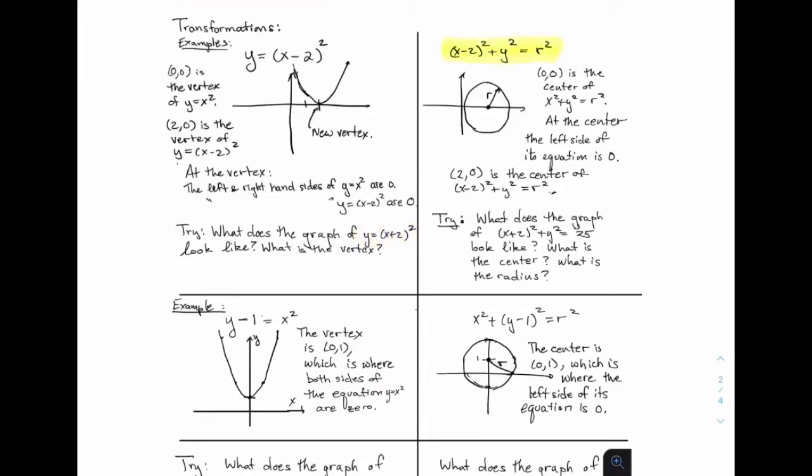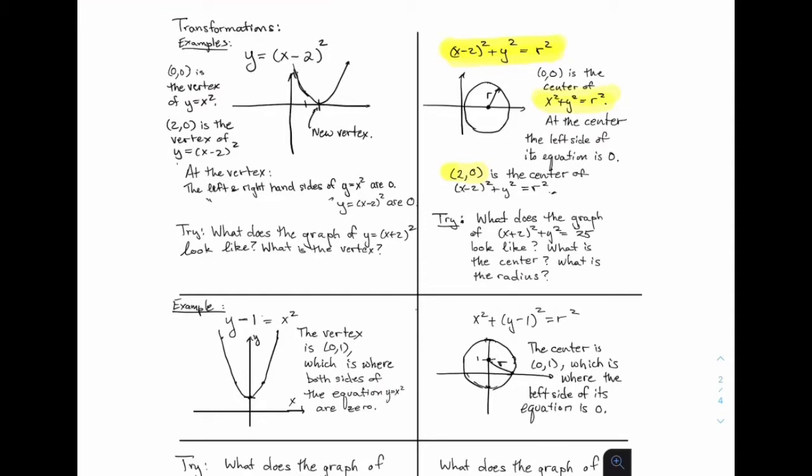Now let's consider the circle. This is an analogous situation. So 0, 0 was the center of this equation, x squared plus y squared equals r squared. Notice that the left-hand side, when you plug in 0, 0, is 0 squared plus 0 squared, which is 0. And the center of this, however, is 2, 0. You can think of that as a difference of x's, as in the distance formula, to discover that the center is 2, 0.